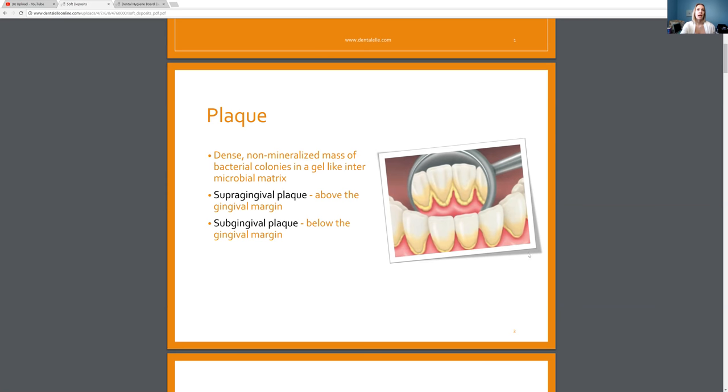So to get more in depth, plaque is a dense, non-mineralized mass of bacteria, pretty much, in an intermicrobial matrix. So tell your patients that plaque harbors bacteria. So when they're not brushing twice a day, when they're not using the floss, that is bacteria sitting there, okay? If you had bacteria on your arm, or if you decided to not wash your hands all day, it's the same thing. That bacteria just sits there and you don't want that. So you can have plaque above the gum line and underneath the gum line as well. So even if a patient has pockets of maybe a one or two, that is still having that plaque underneath in that area. Okay, so just something to keep in mind.